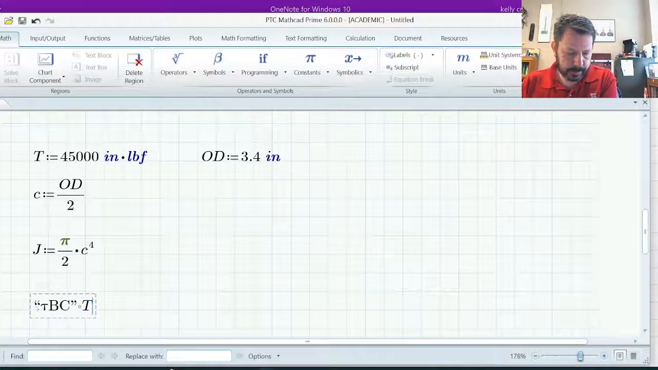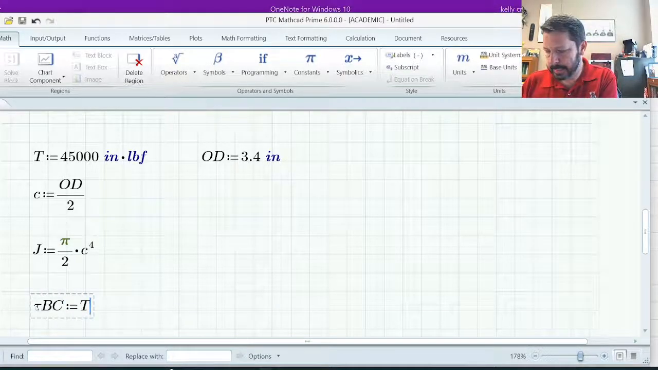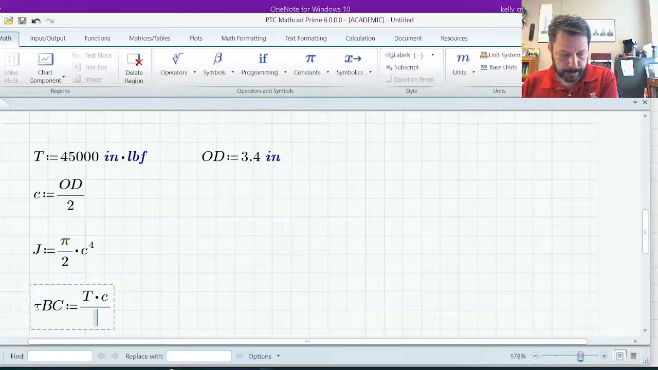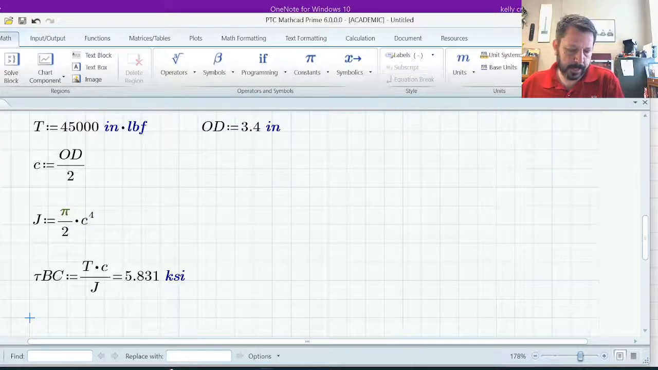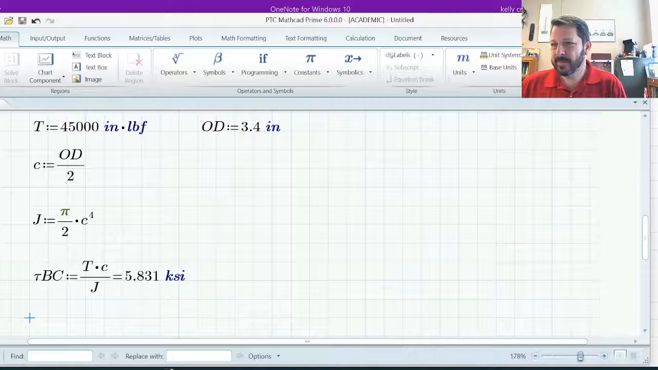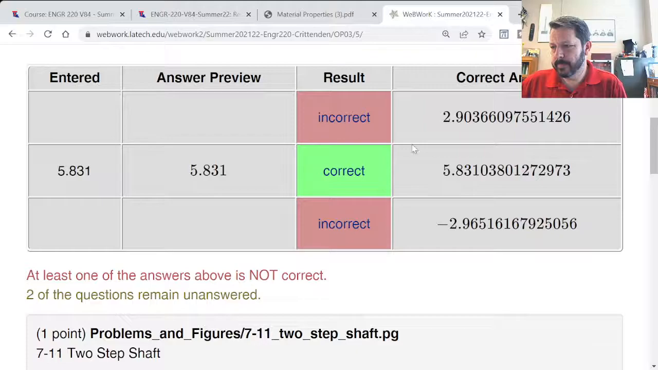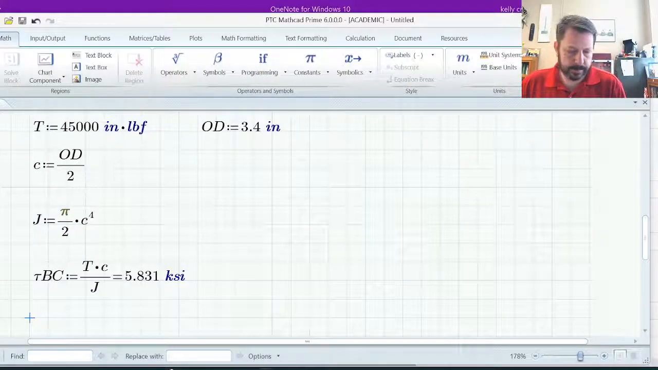T, which equals T for section BC times C for that same section over J for that section. So 5.831 KSI. Let's see if we're right. 5.831 over here. Correct. All right. AB, this one's slightly more complicated, but it's not that bad, but let's do it.